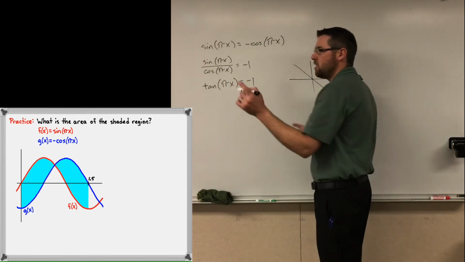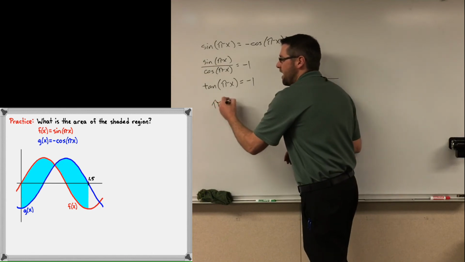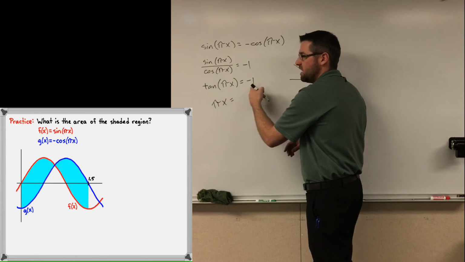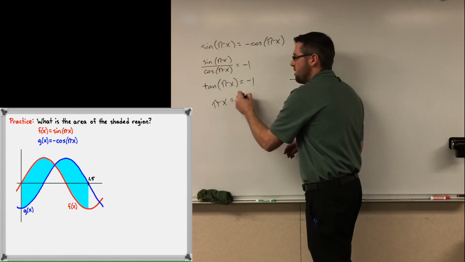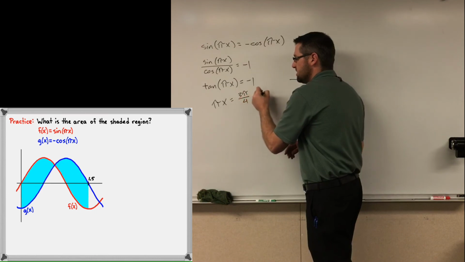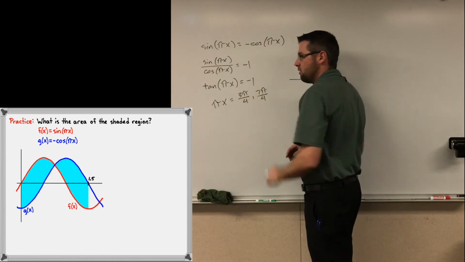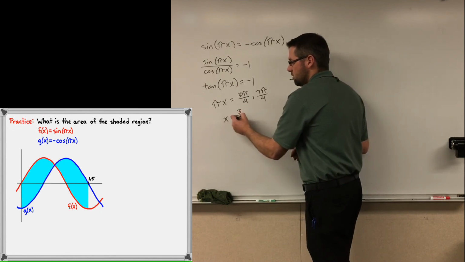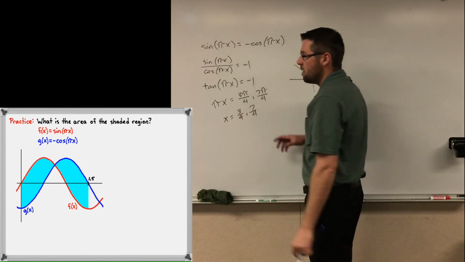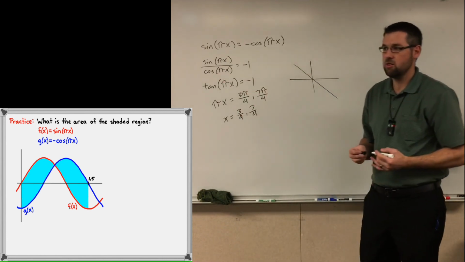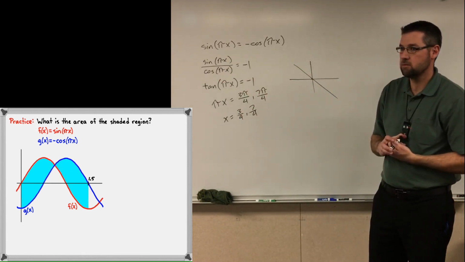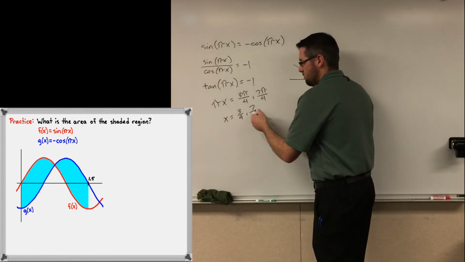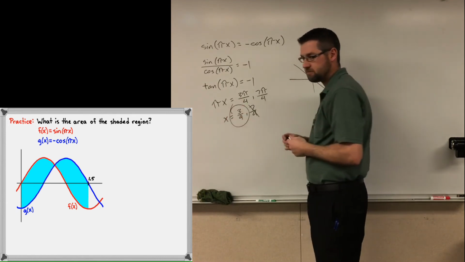You're right. Oh, we're not done yet either. That means pi x equals... when does tangent equal negative 1? 3 pi over 4 and 7 pi over 4. Now, how do I solve for x? Divide by pi, so x equals 3/4 and 7/4. But I'm only looking for the point that's between what and what? 0 and 1.5. So that means that one's gone. So that's your points of intersection.